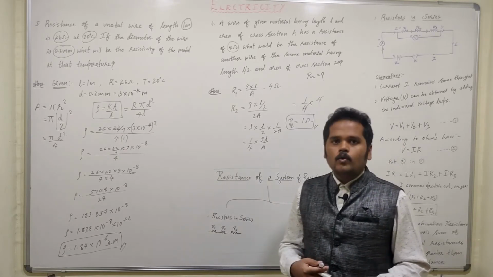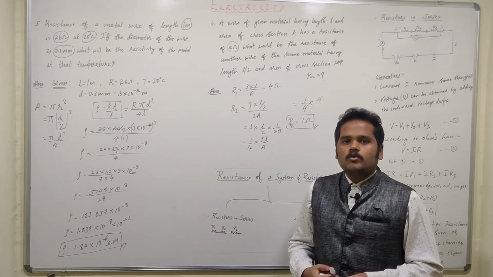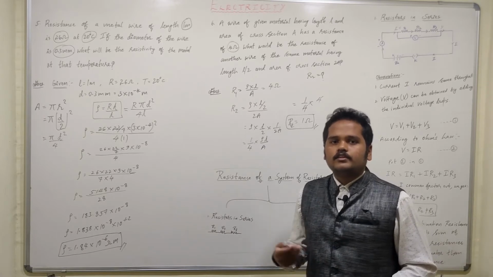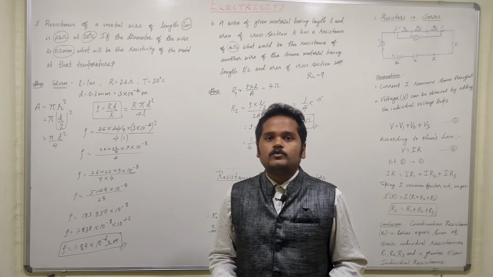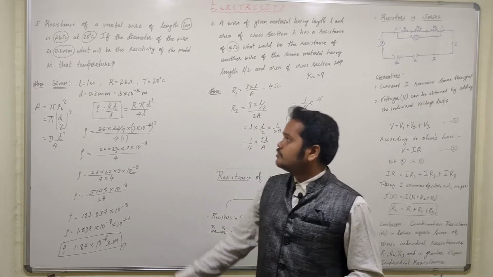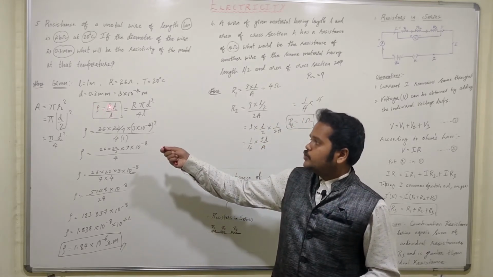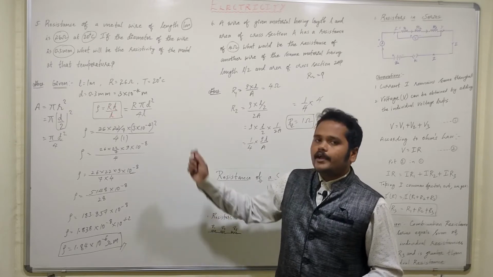So this is how we solve the problems when the resistance is asked to be found out using the resistivity formula, which is rho is equal to RA by L.